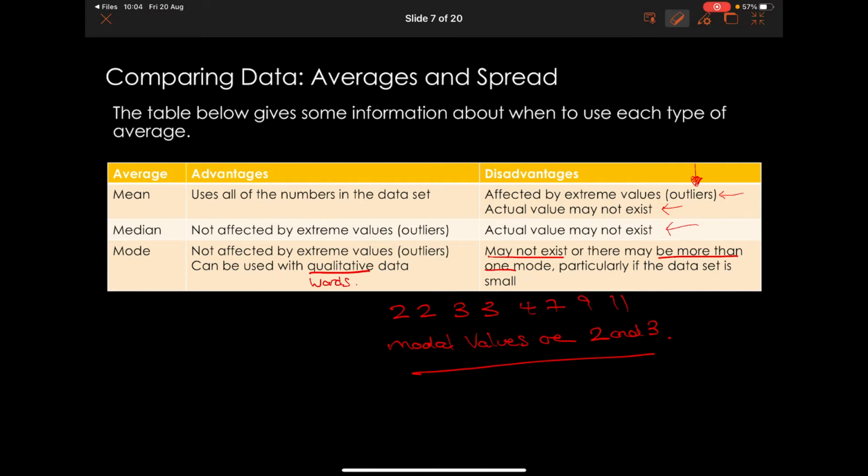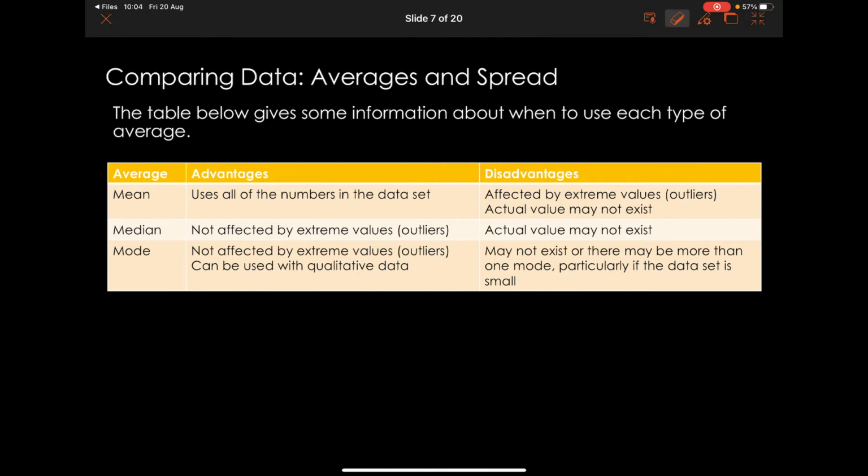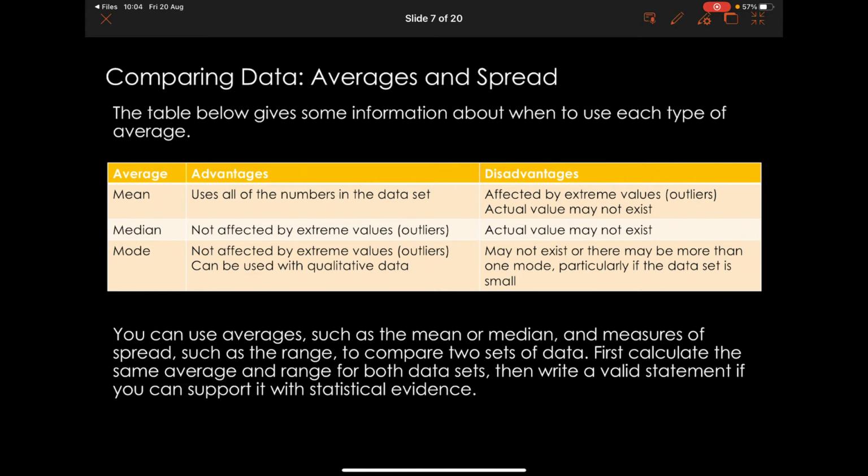Just to point out that you can use averages such as the mean or median and measures of spread such as the range to compare two sets of data. First, calculate the same average and range for both data sets. Then, write a valid statement if you can support it with statistical evidence. So we're going to look at some exam questions that do that. What it'll ask you to do in your exam is to compare the mean and the mode, or compare the mean and the range, or whatever. And then it'll ask you to give a reason for your answer, or what you think about that.